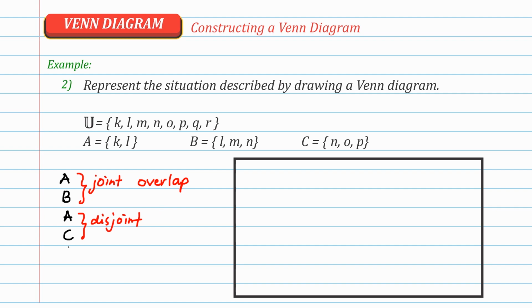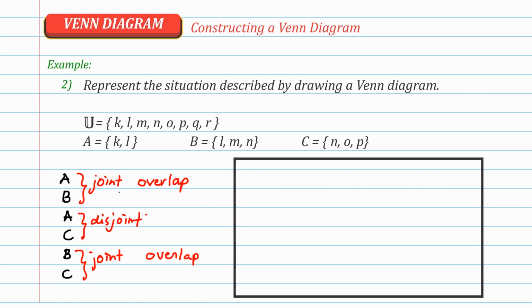Meron pa bang ibang possibility ng pair? Let's pair this time set B and set C. And let's analyze kung ano sila. B and C: L, M, N, N, O, P. Notice, meron silang common element. Ano yung common element nila? It's N. Therefore, they are joint sets. So let's label them here. They are joint sets. So what kapag joint sila? Again, they overlap. Okay. Now finally, we can try and draw these circles.